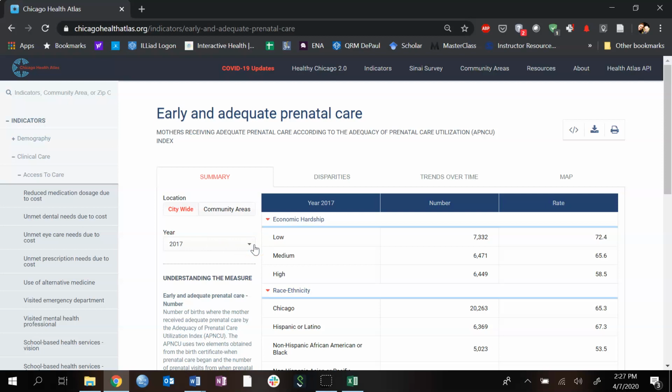So the independent variables that you're looking for, you want to think about them in terms of how they might be related to your dependent variable.